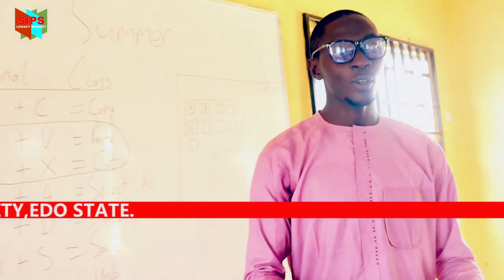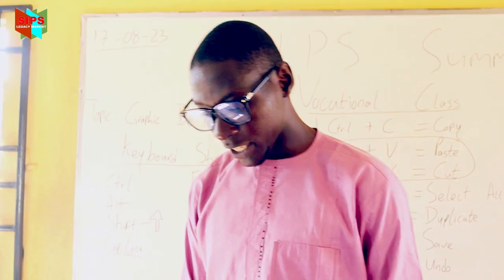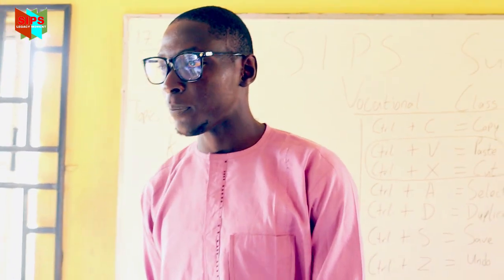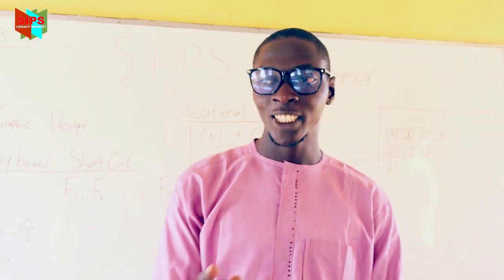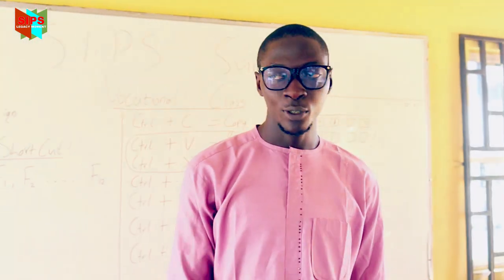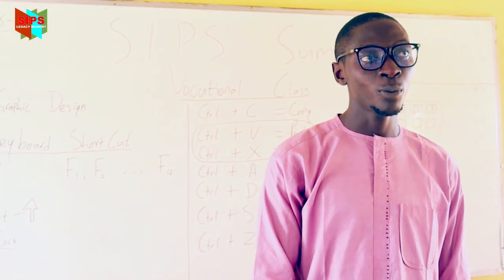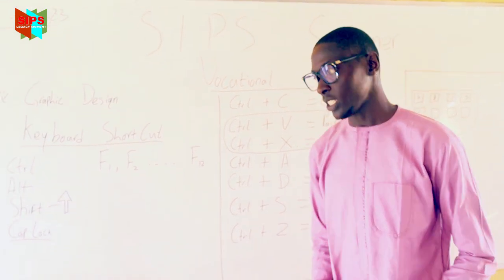Control Z will undo the action you just performed. Maybe you deleted the image or you moved it to another part of your graphic software. To bring it back to the exact place you were before you did that action, or that mistake, you can use Control plus Z. We undo the action you just did.